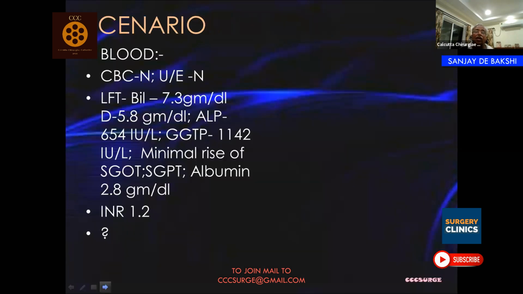Right, now we've got this patient. The complete blood count is normal. Urea and electrolytes are normal. On her liver function test, bilirubin is 7.3, direct is 5.8, alkaline phosphatase 654, gamma GT is 1142. Minimal rise of SGOT, SGPT. Albumin is 2.8 and an INR of 1.2.